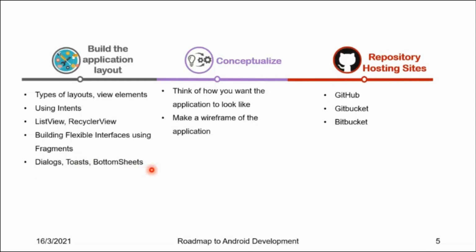Then dialogues, toast, and bottom sheets. Bottom sheets are basically the small pop-ups that you get when you swipe up from the bottom of your phone. Then we have the navigation drawer, and then we have tabs and material design. Material design is something really good if you know, and also inserting animations. These last two things aren't really very necessary, but are really helpful if you want to make a great looking app. So this was all about the layout and the UI of the app.